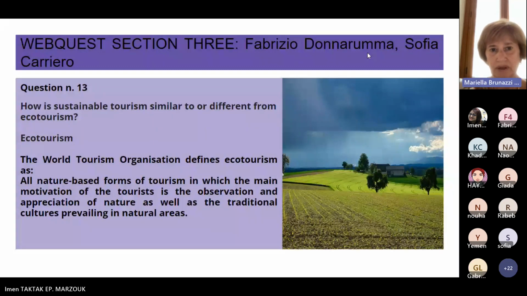Okay, section 3, Fabrizio and Sofia. Yes, hi everyone. How is sustainable tourism similar to or different from ecotourism? The World Tourism Organization defines ecotourism as all the nature-based forms of tourism in which the main motivation of the tourist is the observation and appreciation of nature, as well as the traditional culture prevailing in natural areas.